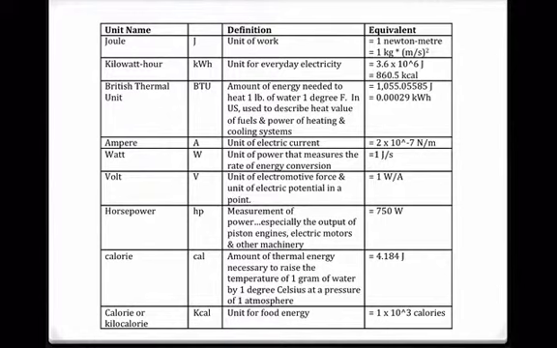And an ampere is a unit of electric current. Watt is just a unit of power that measures the rate of energy conversion. So if you look at the equivalent for a watt, you can see it's 1 joule per second. So it's 1 unit of work per second. So a watt is technically a rate. It's not just a unit.